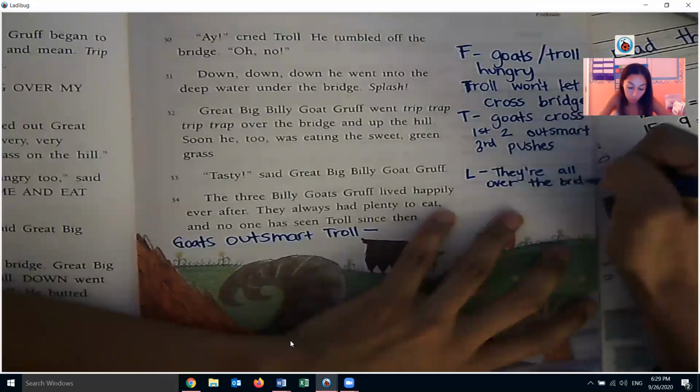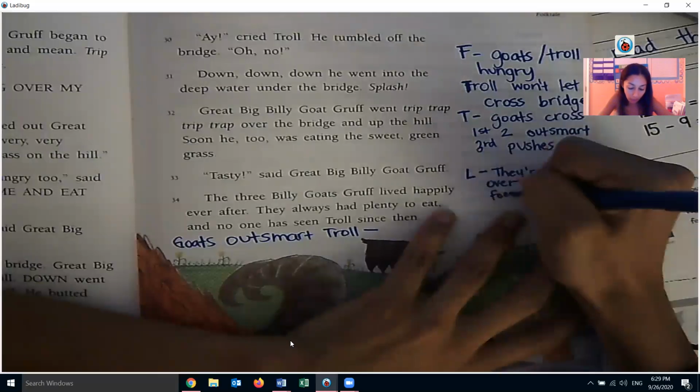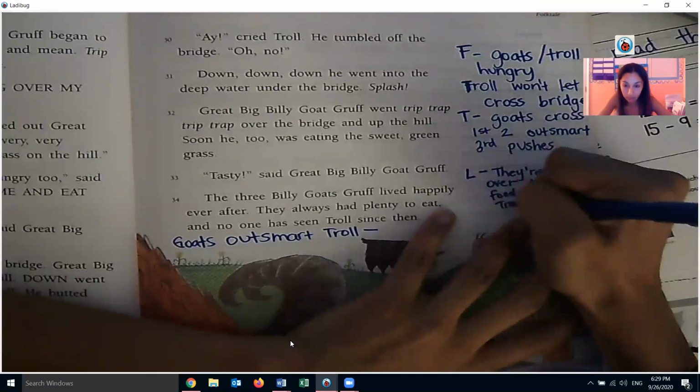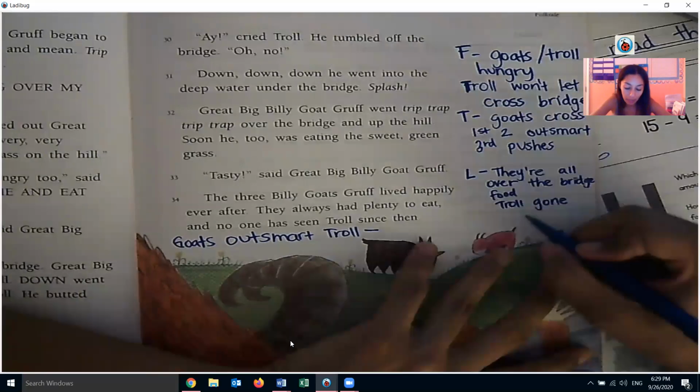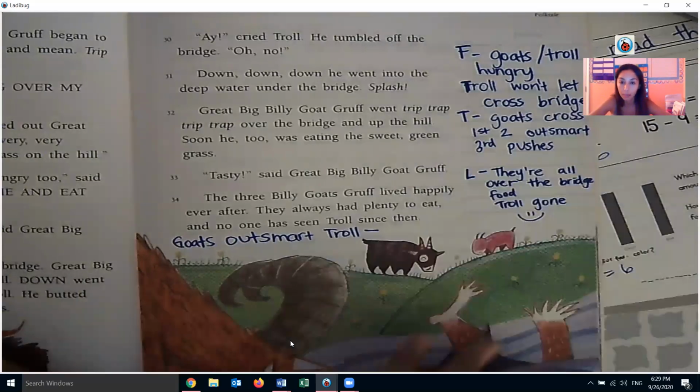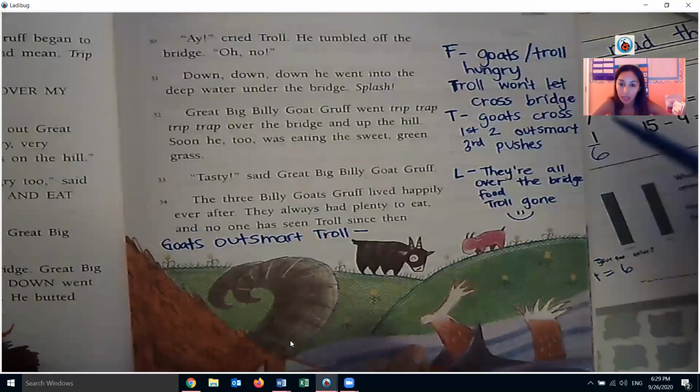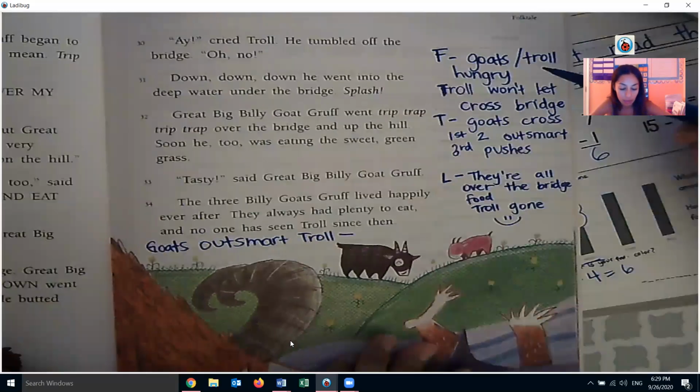They have food, and Troll is gone. He's gone. They said they haven't seen him since. And of course, they lived happily ever after. They're living very happy. So I'll kind of retell again, just as my notes here to make sense of them.